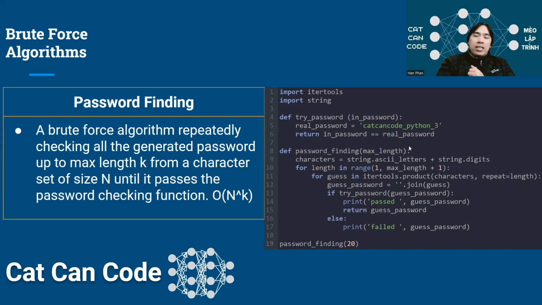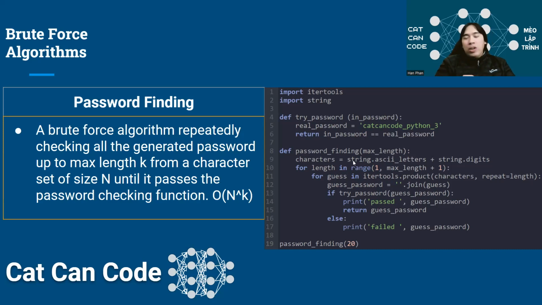So password finding takes in the max length, which is the maximum length of the password, because the length can be arbitrary. For example, some devices or applications have a 4-digit password. Some applications have 8, 20, a mix of special characters, strings, letters, digits, and so on and so forth.